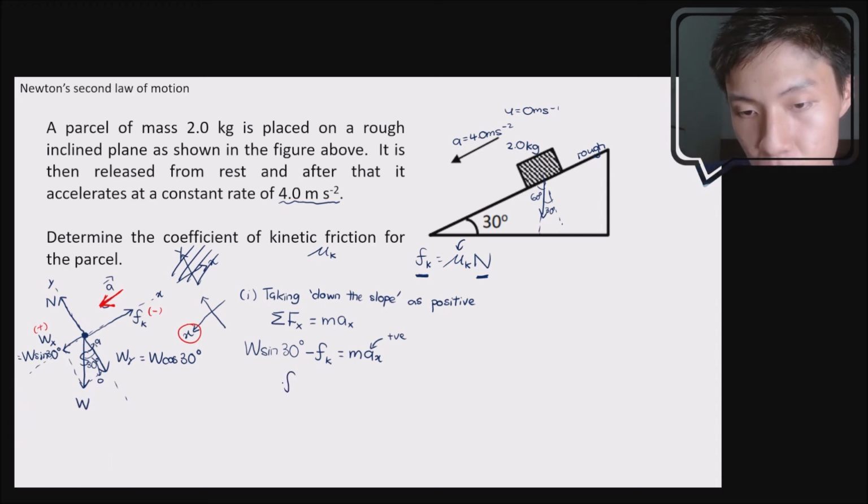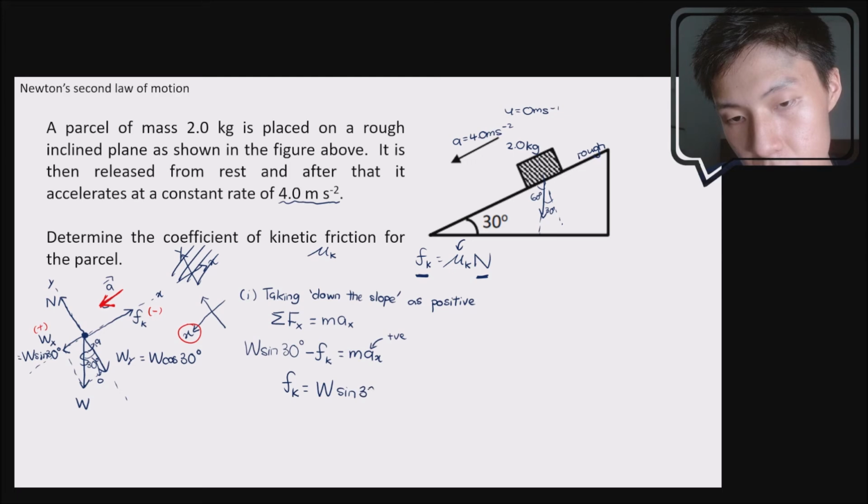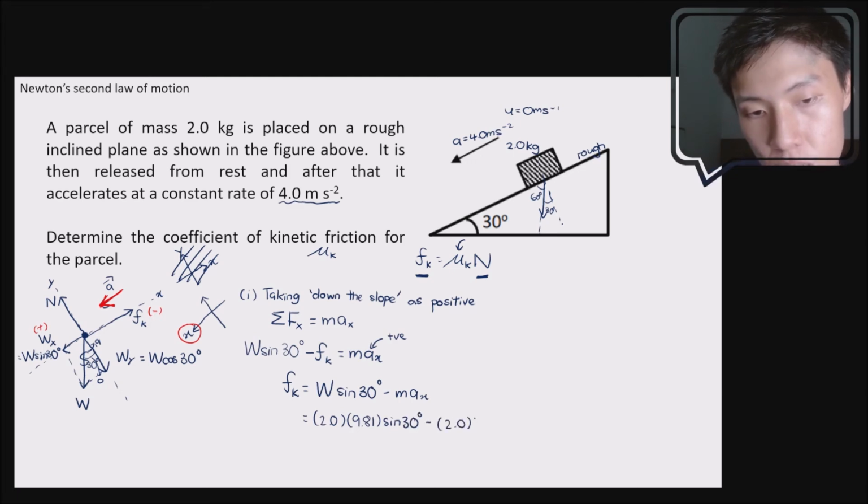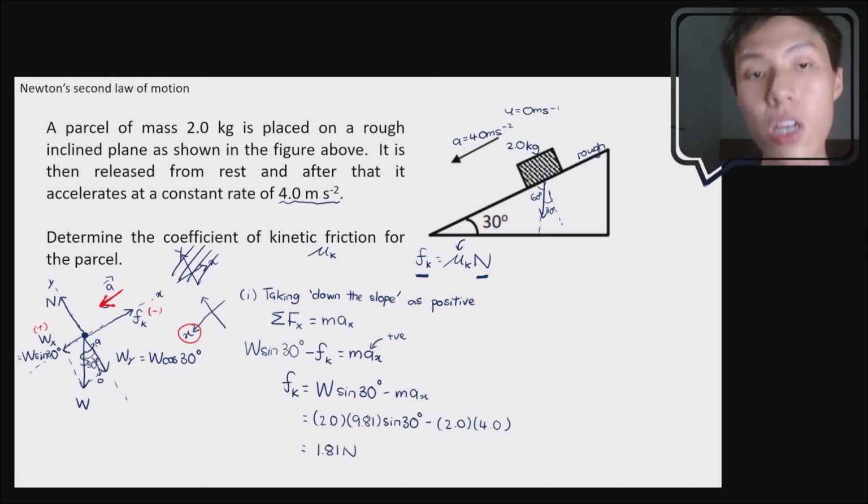So let's bring kinetic friction to one side. What you have on the other side is W sine theta, sine 30°, minus ma. W is equal to mg. Let's straight away substitute 2 kg, 9.81, sine 30°, minus 2 kg, your acceleration is 4.0 meters per second squared. If you calculate that, I believe the answer you should get is 1.81 Newton. So that's the kinetic friction, the magnitude of the kinetic friction.